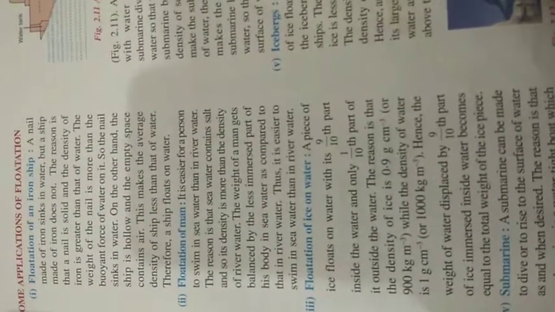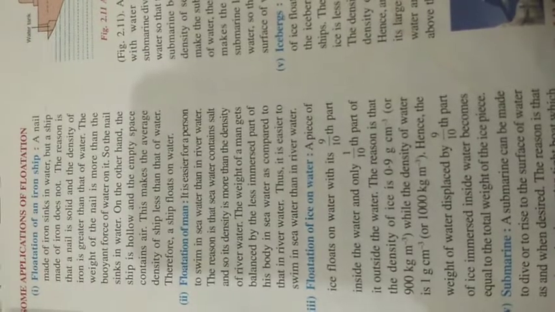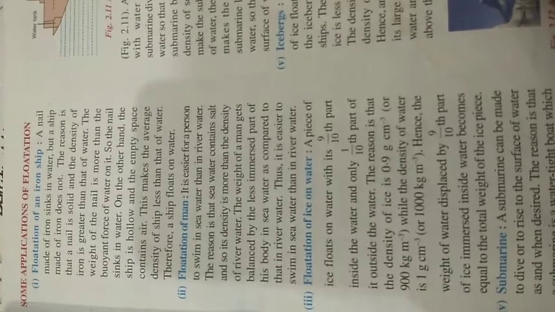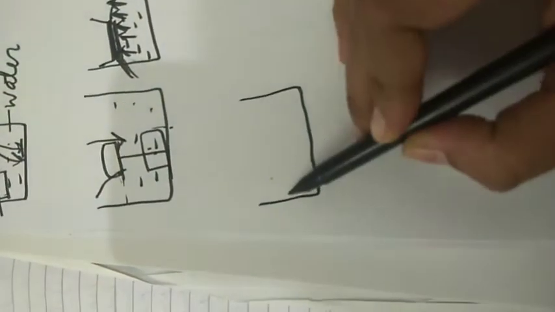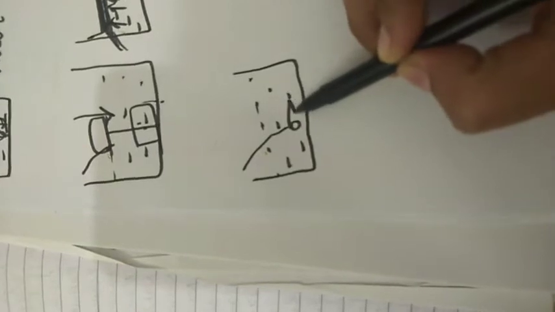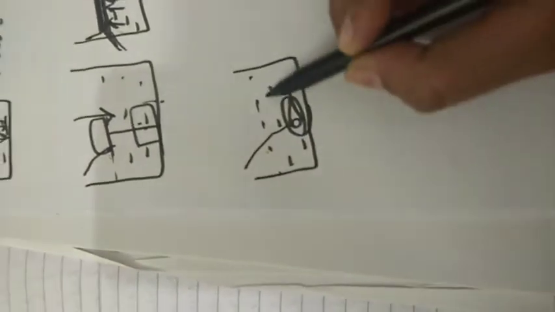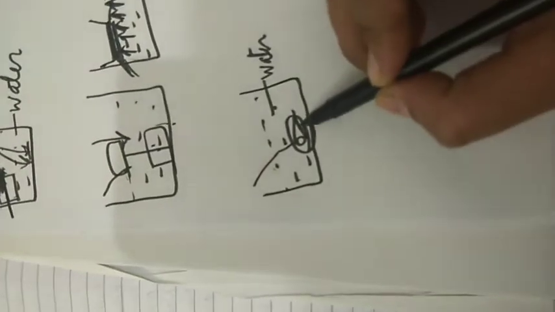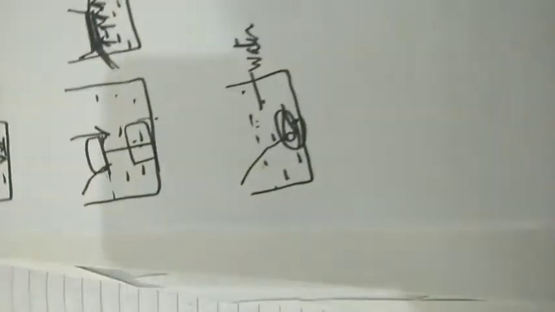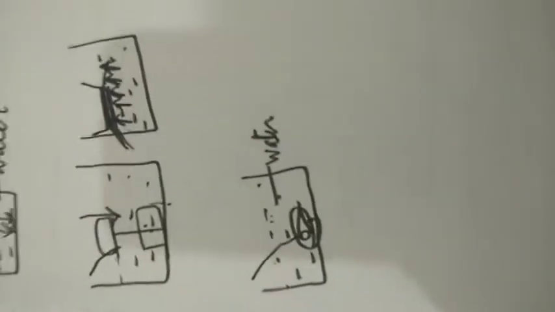So what happens in this? A nail made of iron sinks in water, but a ship made of iron does not. What is the reason? The reason is that the nail is solid and the density of iron is greater than the water. Now student, as I have told you just now, if you take a tub filled with water and drop a nail in this, what will happen? This nail will sink in the water because it is made of iron and is much denser than water. That is why it will totally sink in water.